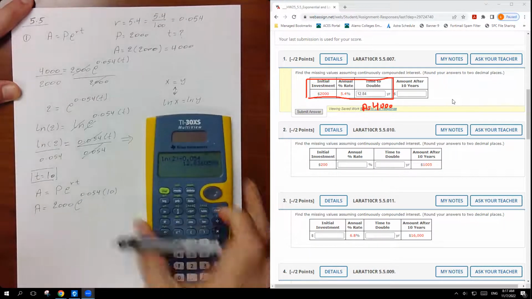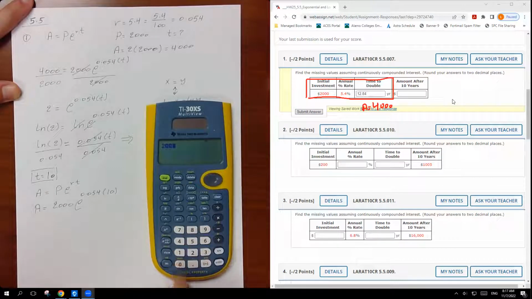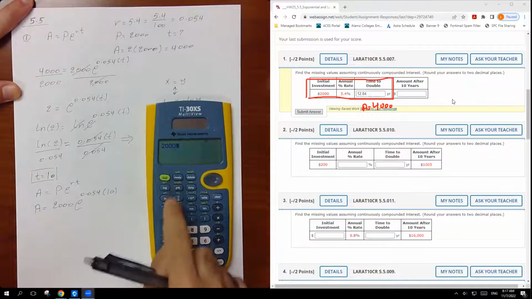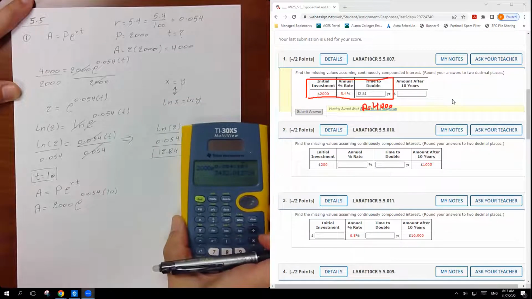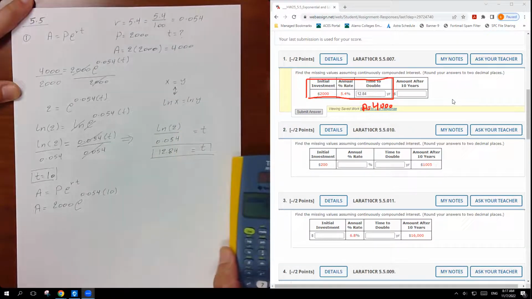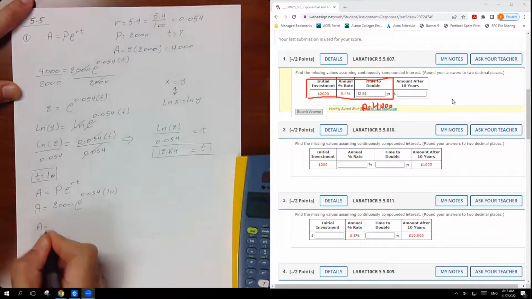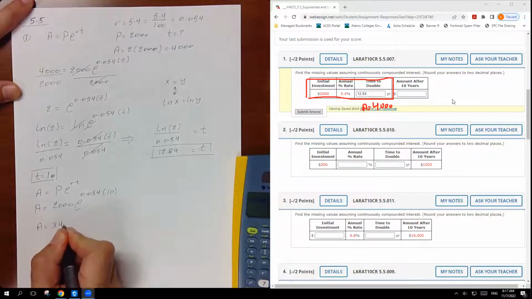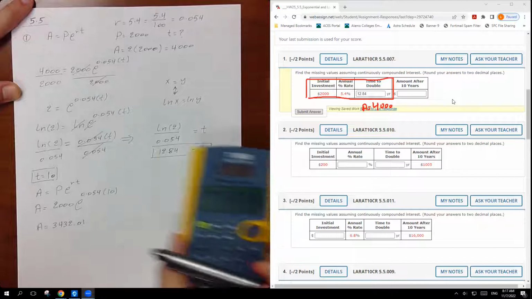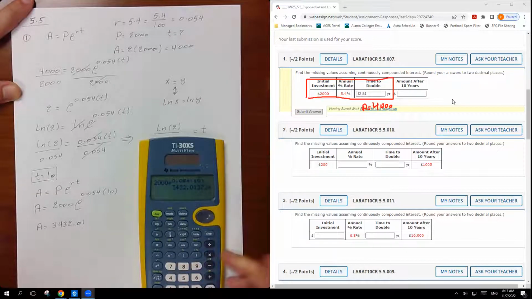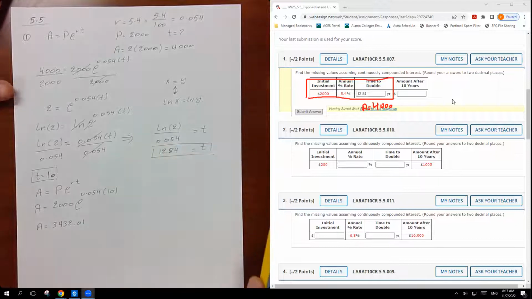So in this case, we're just going to plug in everything here. 2,000 e to the 0.054 times 10. The result is going to be 3,432.01 cents. That means our future amount is going to be 3,432.01. Because there is a 3 here, so we round this, so it's going to be 0, 1. So that's it for this example.